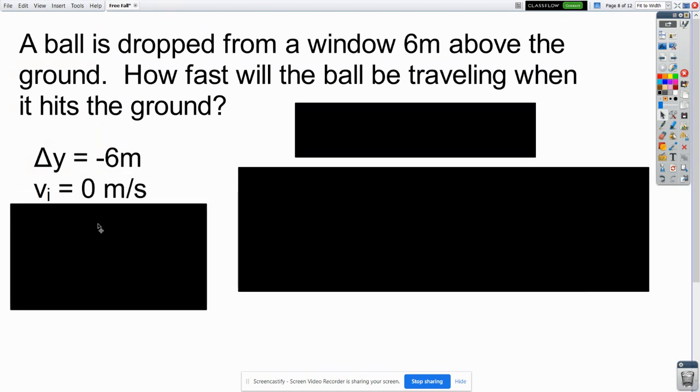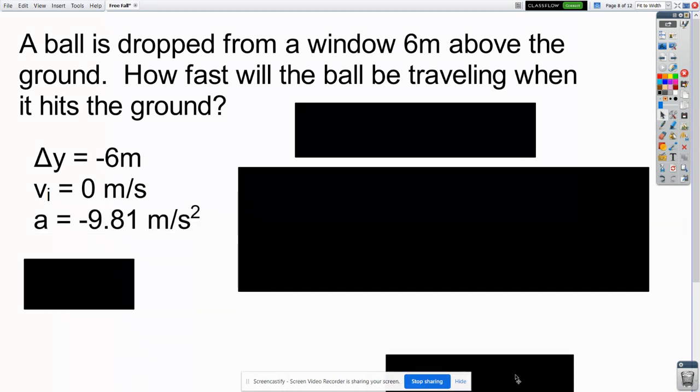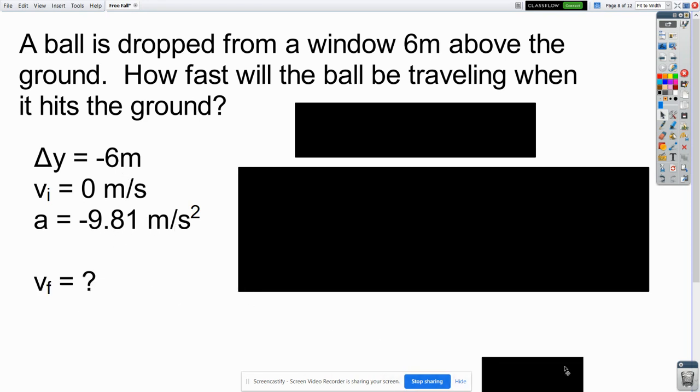First of all, dropping it. Whenever you're dropping something, VI is 0. And the assumption is this is on Earth. It doesn't say anything about it in the question, but that's what we assume. And when we're on Earth, acceleration is negative 9.81 meters per second squared. So we really do have 3 numbers to work with in order to find our VF, even though the question only has 1 in it.